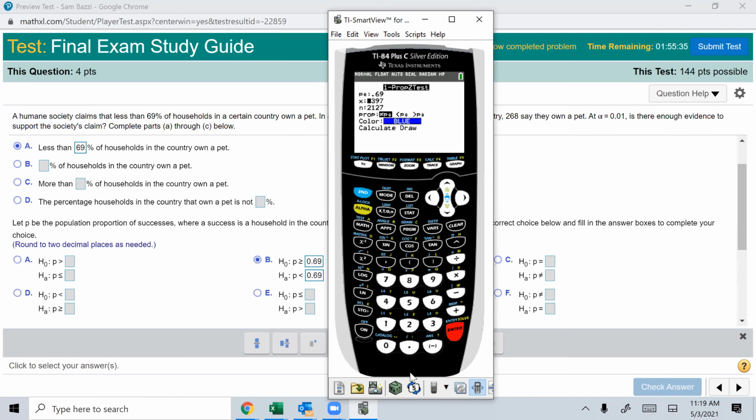Okay, X. I forgot what X was. Oh, not 400, 268 is X. X is the smaller one. And then 400. And we're making the claim that it is less than, that's the alternative hypothesis. And just calculate. Okay, Z is negative 0.86486, and the p-value, guys, is huge, 0.1936.